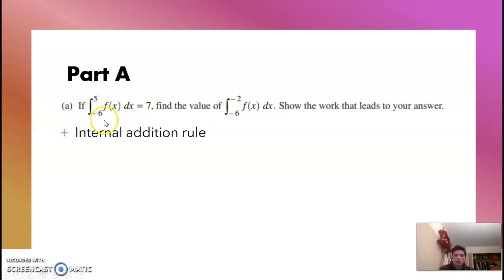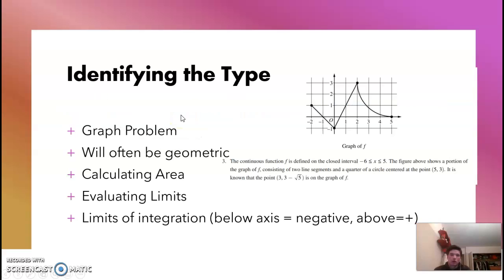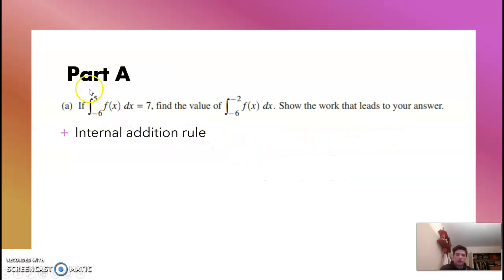Part A asks us to calculate the value of the integral from -6 to -2 of our function, and we're given that the integral from -6 to 5 of this function is 7. If we go back to our chart, we see that we're only given the graph from -2 to 5. When it's asking us to calculate all the way to -6, we don't have any graph that goes that far.